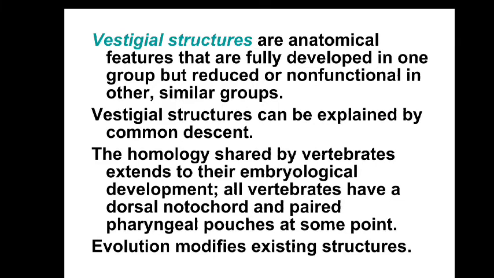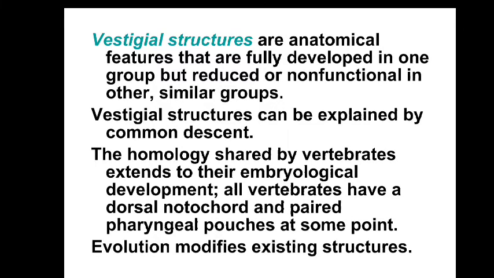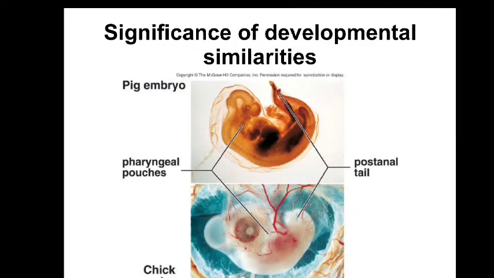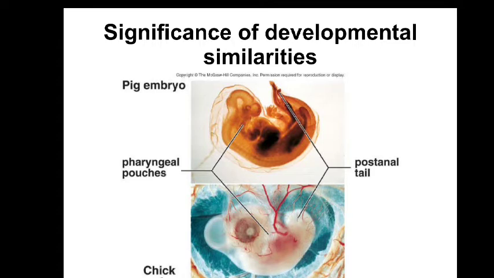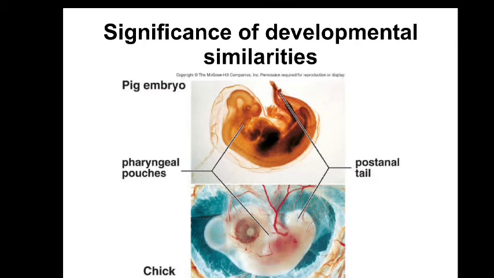The homology shared by vertebrates extends to their embryological development. All vertebrates have a dorsal notochord and paired pharyngeal pouches at some point. Evolution modified existing structures. This is the significance of developmental similarity. It is important in the embryo stage. In the early embryo stage, all organisms have a similar structure, like pig embryo, chick embryo, as well as mammal and human beings, which have the same early structure.